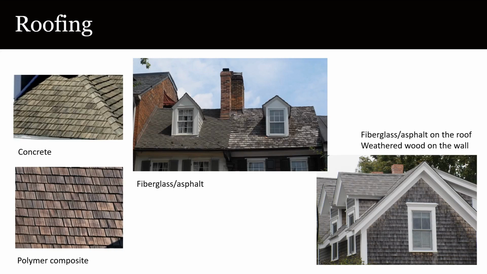The image on the right juxtaposes weathered wood shingles on a sidewall with typical small tab fiberglass shingles on the roof, illustrating how, at best, close in appearance these two different materials can be.